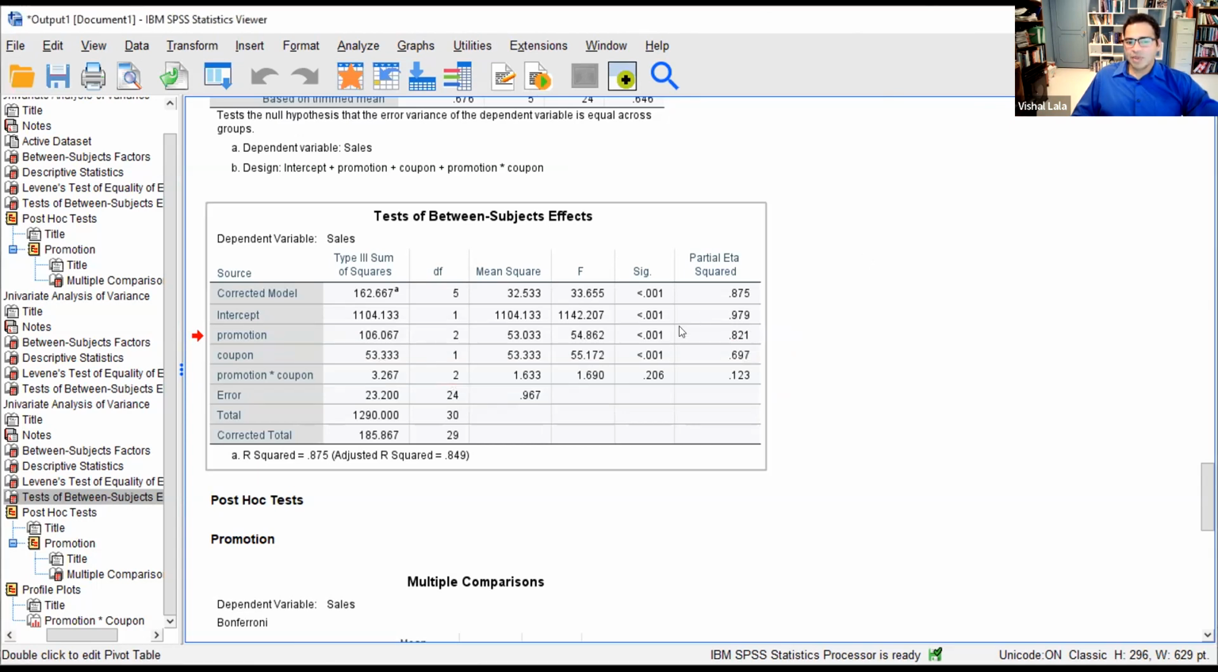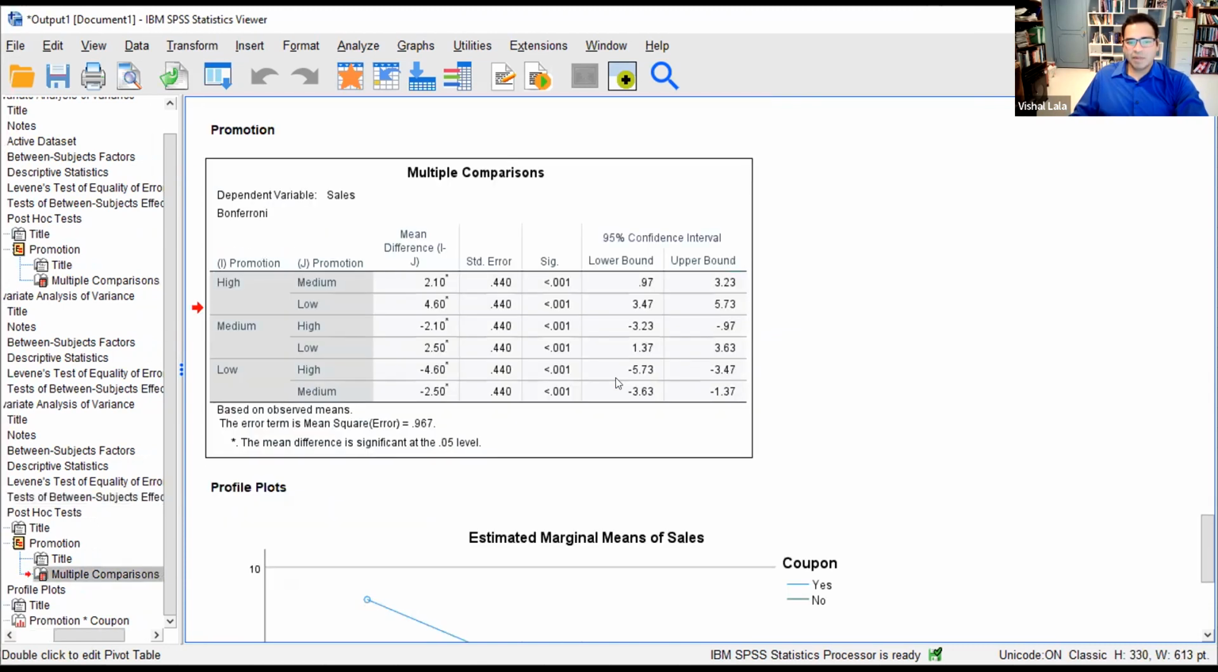Now, having done this, we can go on and interpret the rest of the output. So we've examined the interaction effect, section part 1. Then we examined the main effects, part 2A and 2B. And part 3 is to conduct post-hoc tests like we've done before. That is a repetition of what we've done before, so I'm not going to go over that again.